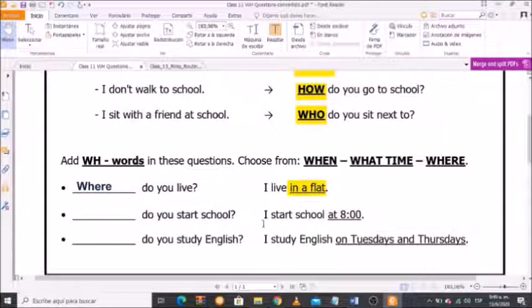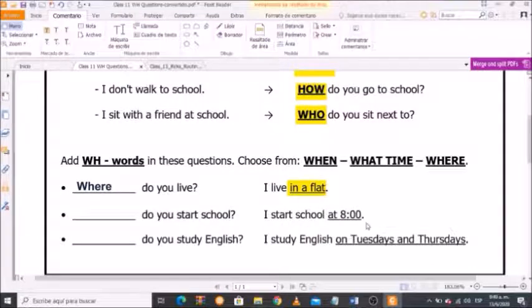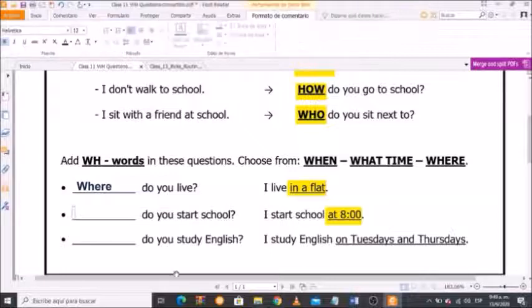Okay, then we have, do you start school? And the answer is, I start school at 8 o'clock. Okay, so let's pay attention to this part here. And again, what information are we asking for? Very good, the time. So, if we want to know the time, we ask, what time do you start school? I start school at 8 o'clock.